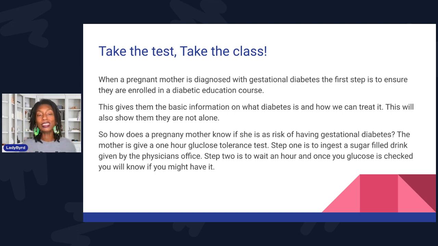So how does a pregnant mother know if she's at risk of having gestational diabetes? Well, the mother is given a 1-hour glucose test. In this tolerance test, they're going to drink a very, very sugary drink. It is non-carbonated and it is straight syrup. This is typically done at your OBGYN office, and they have you sit there and drink it. You have to drink it within so many minutes. And then step 2 is you have to wait. You have to sit there for an hour. And once your glucose is checked, you'll know if you might have gestational diabetes or not.